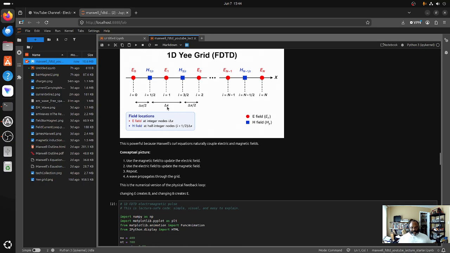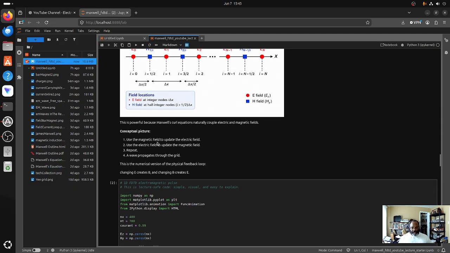So what is this picture telling us? We can see that the magnetic field is used to update the electric field, and then the electric field is used to update the magnetic field. This just repeats across the simulation domain, and a wave will then propagate through our simulation grid.